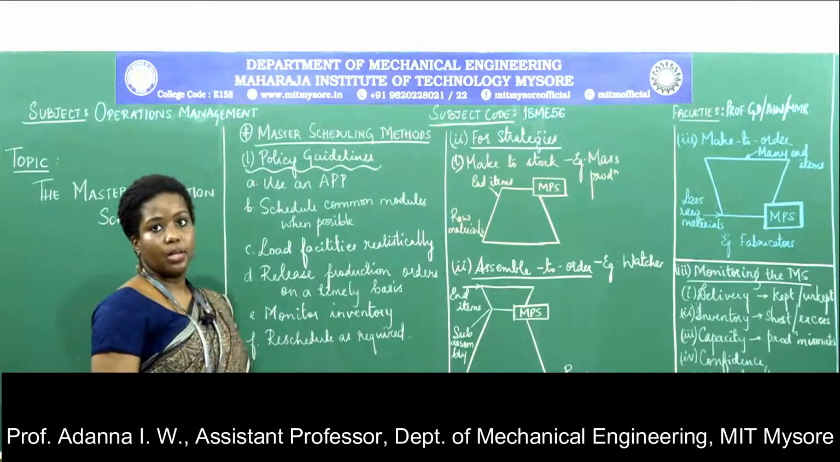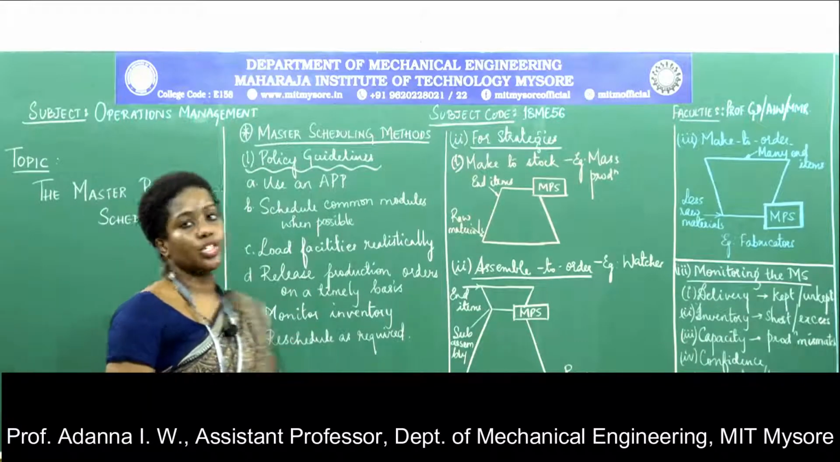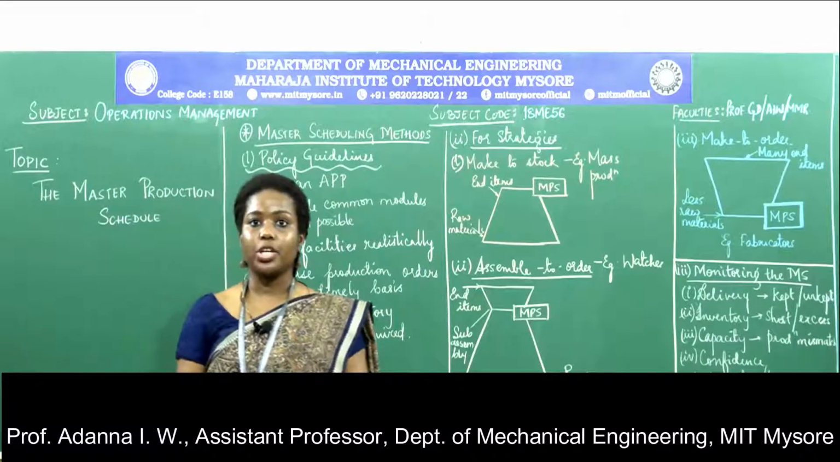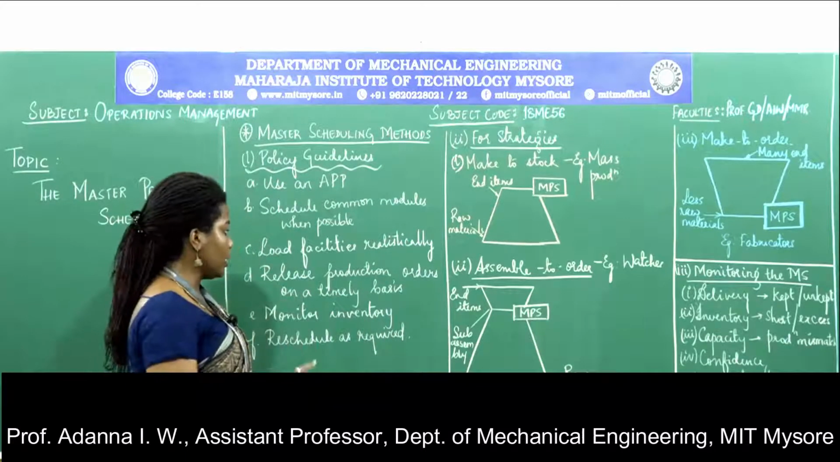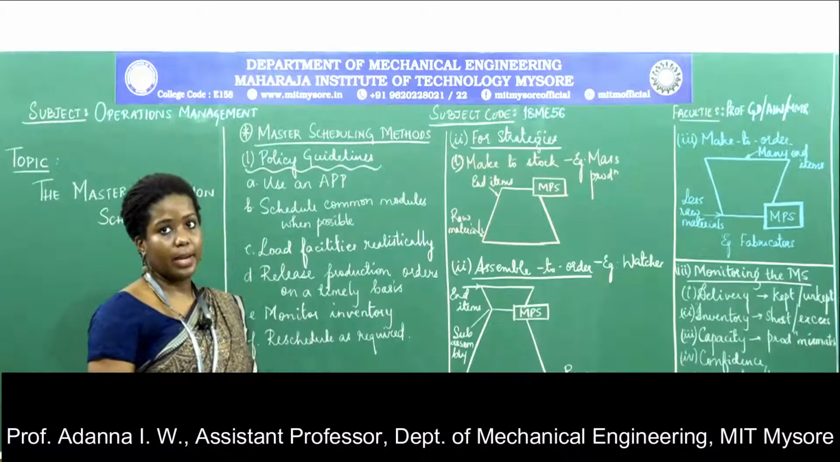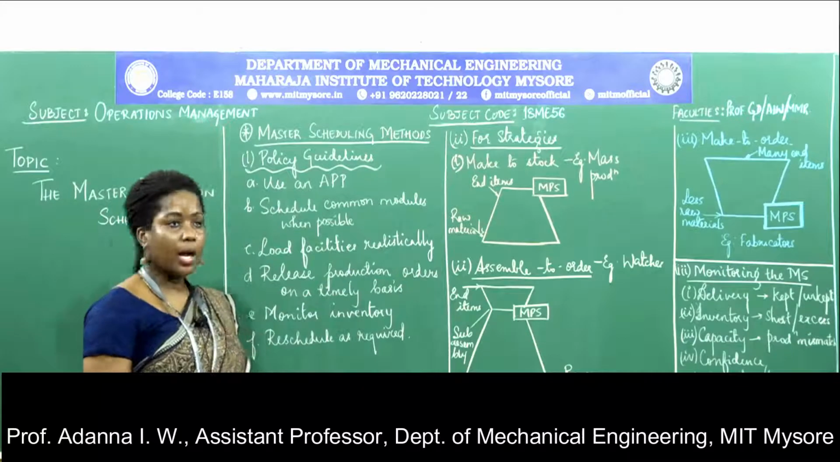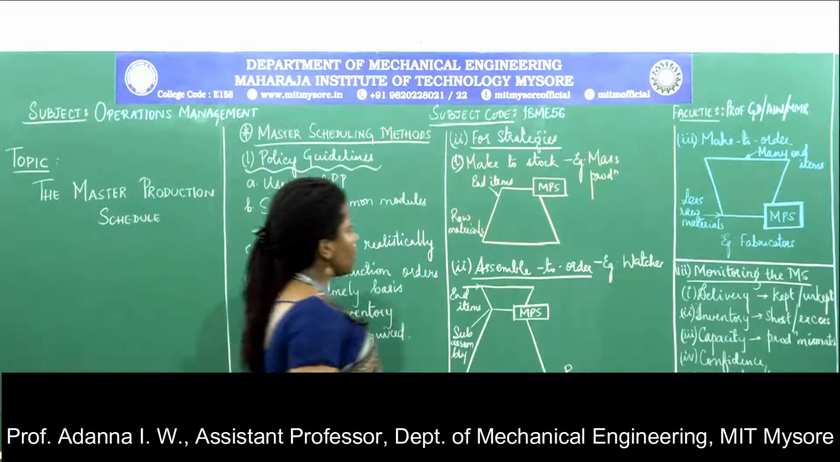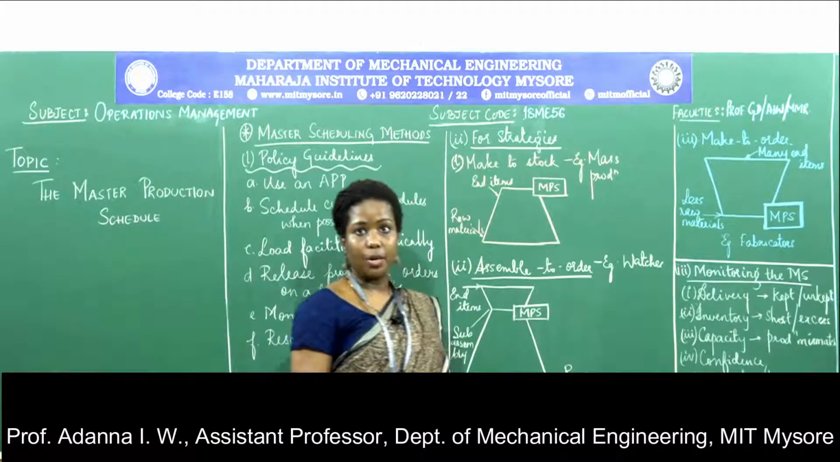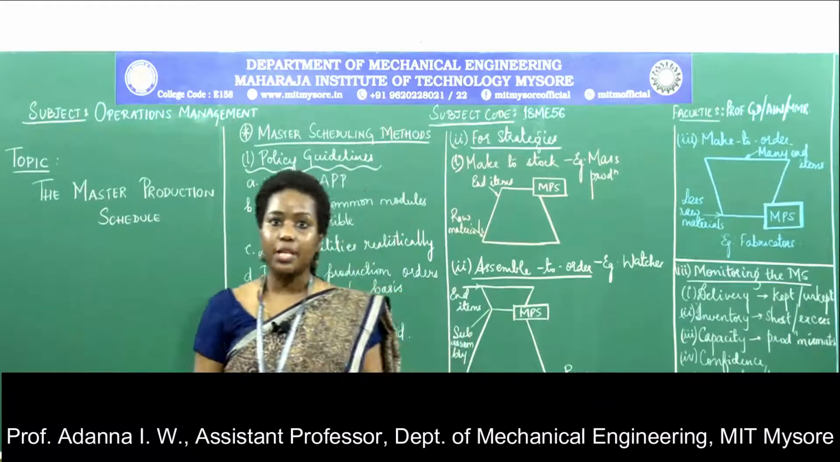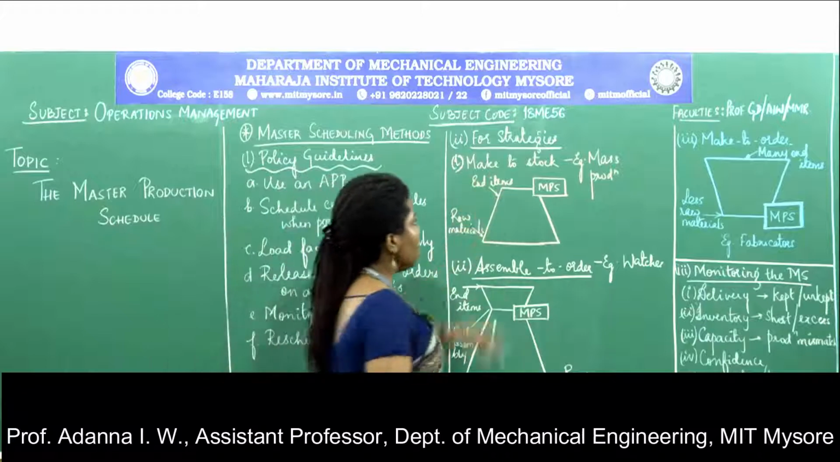Reschedule as required. If there are any changes, maybe a design change, maybe a time change, maybe the number of products changing, this can be rescheduled, not always, but if it is required, it should be done. So this is one way of doing a master production schedule. Another way of doing it is by strategies. Generally companies have three different strategies depending on the kind of industry. The first one is make to stock.